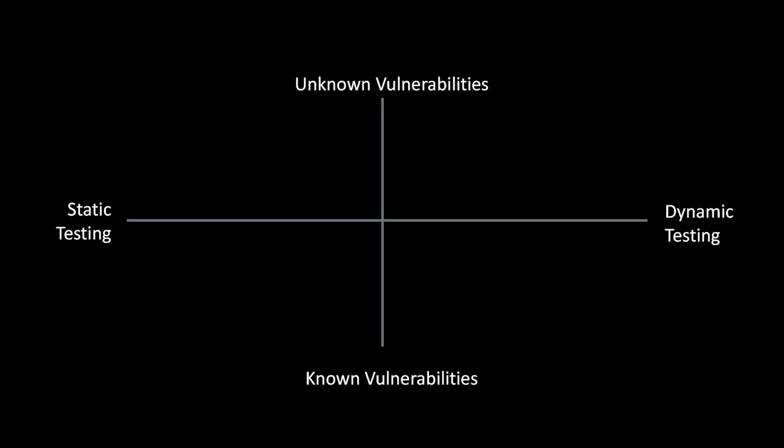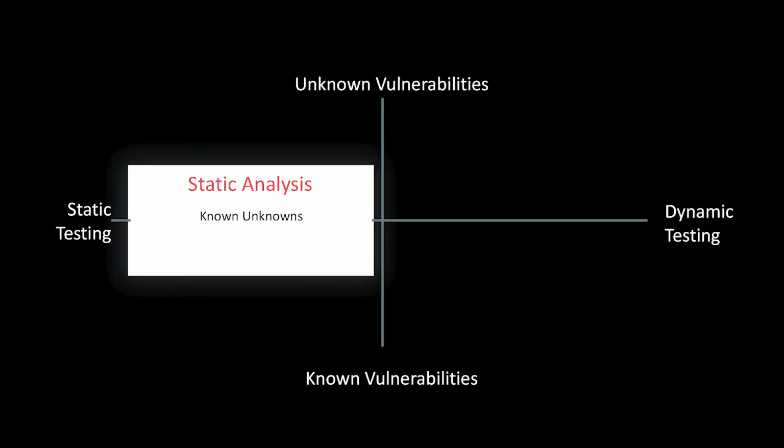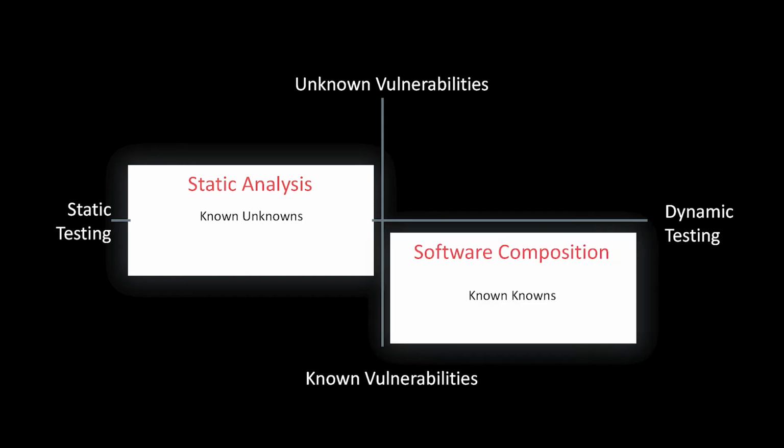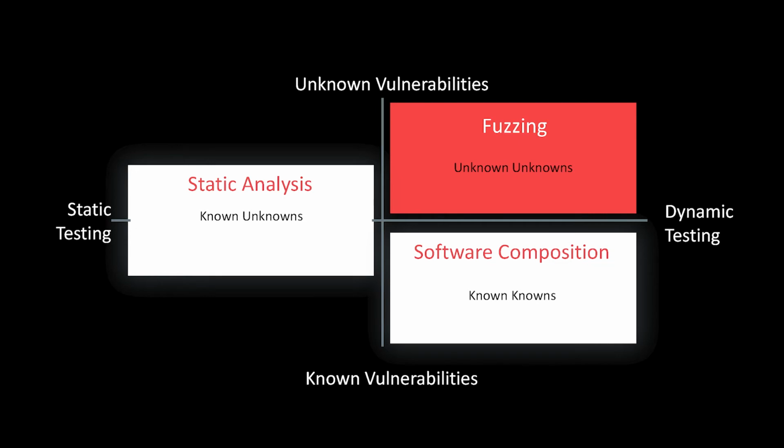So how do these different software testing solutions align? We can think of one axis as being known versus unknown vulnerabilities. We can add a second axis for static versus dynamic testing. Starting at the left, we have static analysis. In the lower right is software composition analysis. And in the upper right is fuzz testing.